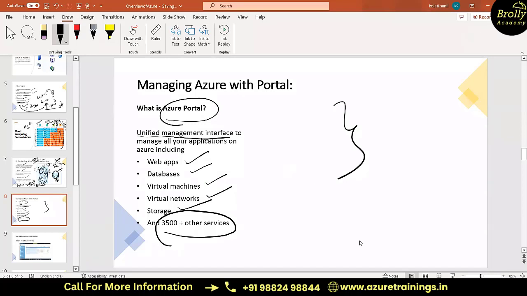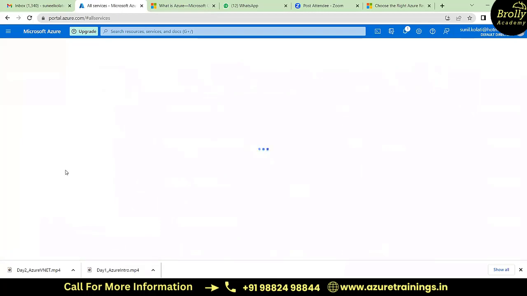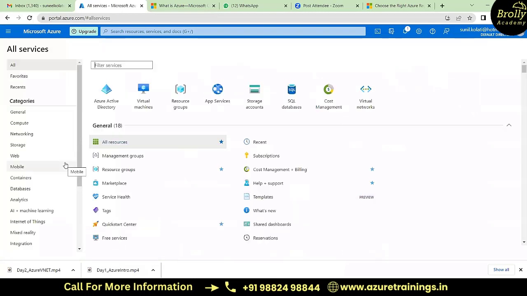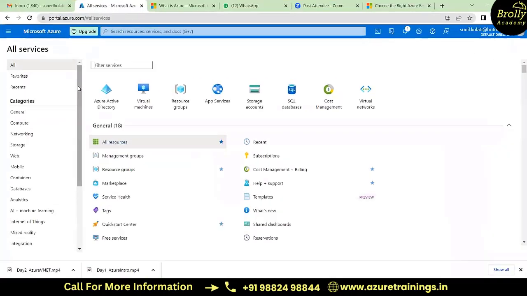If you go to the portal and click on more services, you can see all the services here. See, these are all the services.